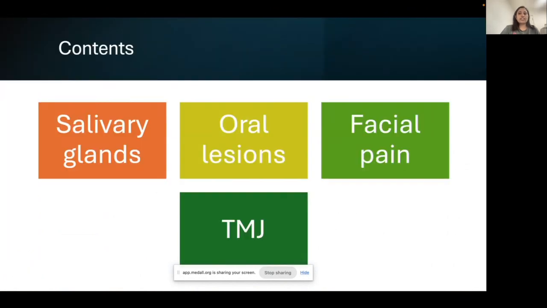So what are we going to cover today? We're going to look at salivary gland pathology, lesions with the salivary gland, oral lesions that will cover ulcers, lumps and bumps, and any swellings, facial pain, and then TMJ pathology and diagnosing problems with the TMJ.